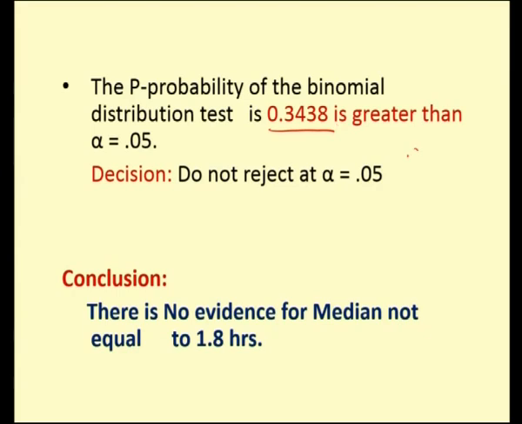You find that 0.34 is greater than 0.05. So here remember that you are comparing the probability value, hence the p value. The required condition is that if the calculated value is greater than 0.05, you do not reject the hypothesis at alpha equal to 5%. Therefore the conclusion is that there is no evidence for a median not equal to 1.8 hours.